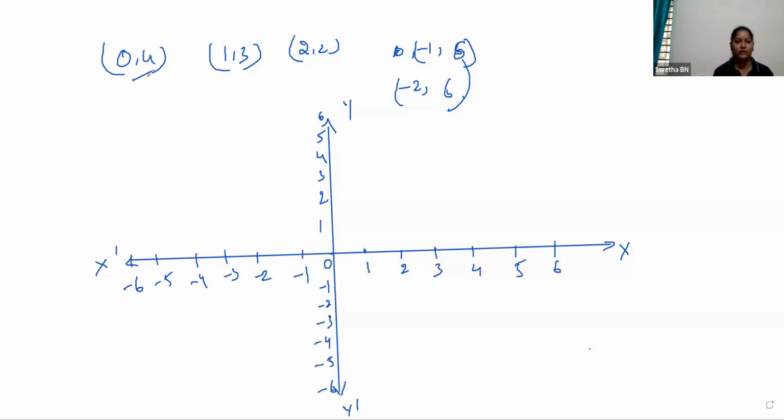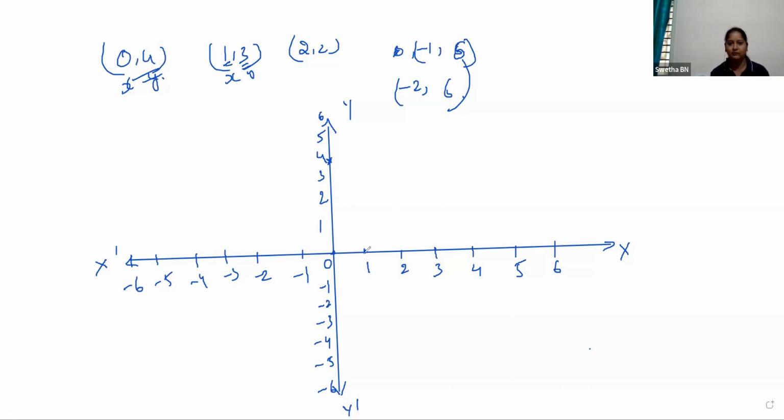See, what are the first coordinates? 0 and 4. See, x is 0, y is 4. So both are positive numbers. When x is 0, you have to start from here. Where is 4? It is here. Mark like this. Next points are x is 1, y is 3. Say both are positive numbers right now.